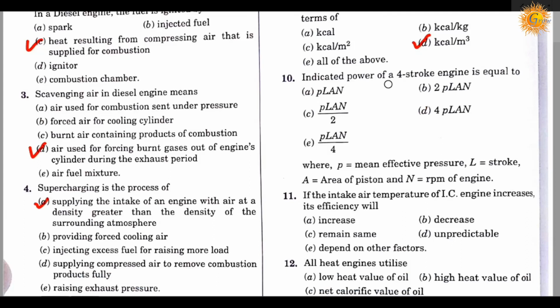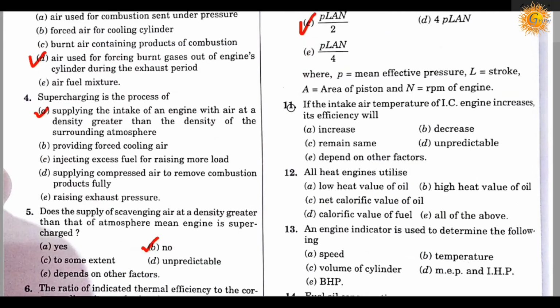Question number 10. Indicated power of a 4-stroke engine is equal to: option A PLAN, option B 2 PLAN, option C PLAN divided by 2, option D 4 PLAN, and option E PLAN divided by 4, where P is the mean effective pressure, L is the stroke, A is the area of piston, and N is RPM of engine. So correct answer is C, PLAN divided by 2.